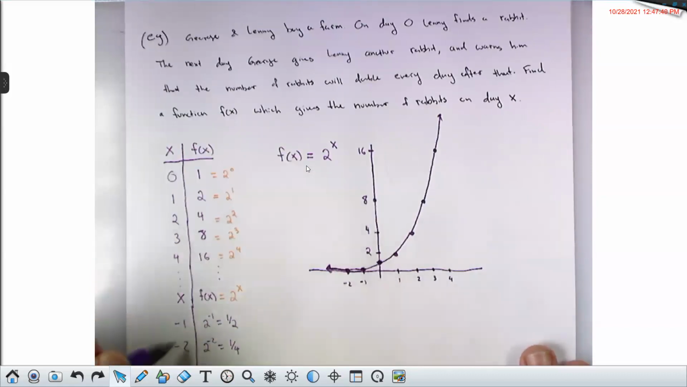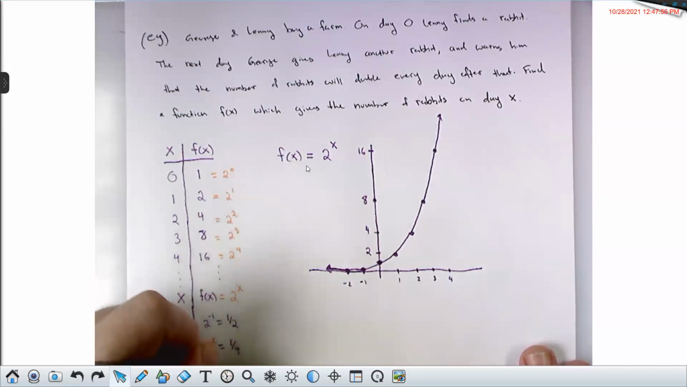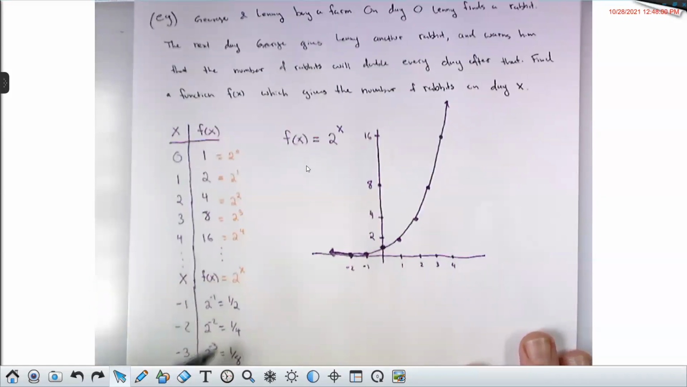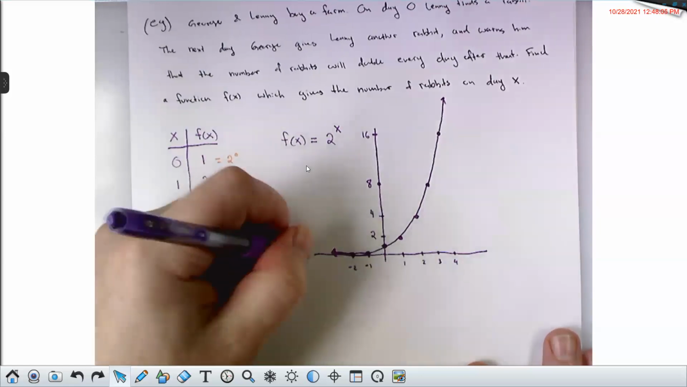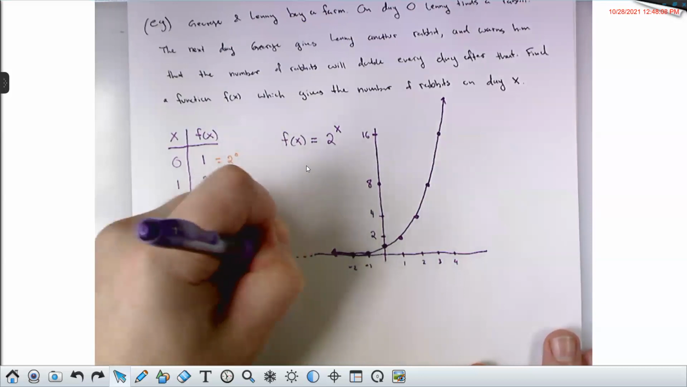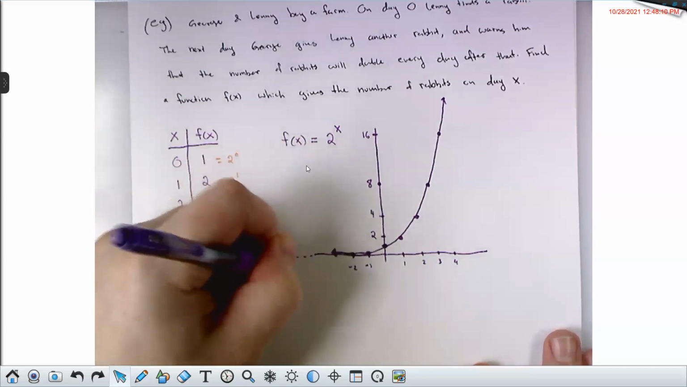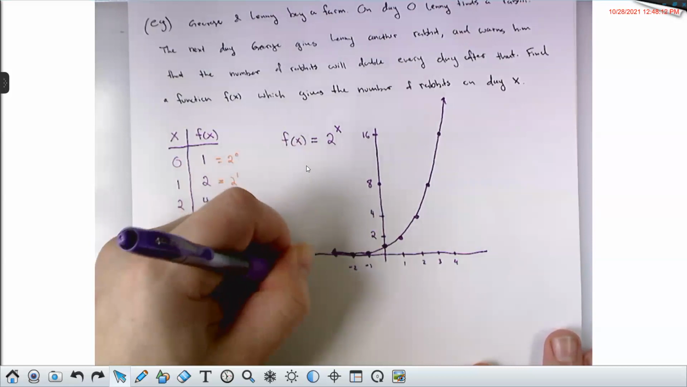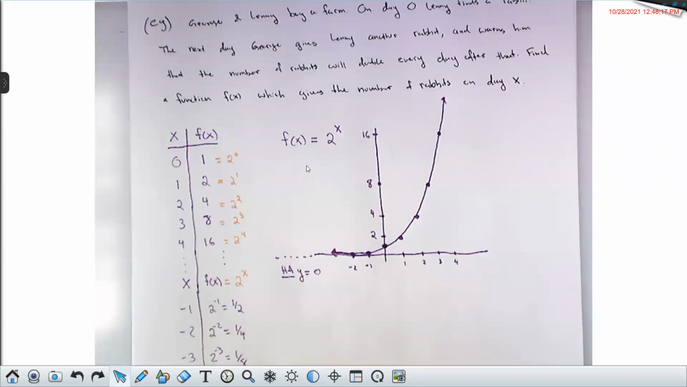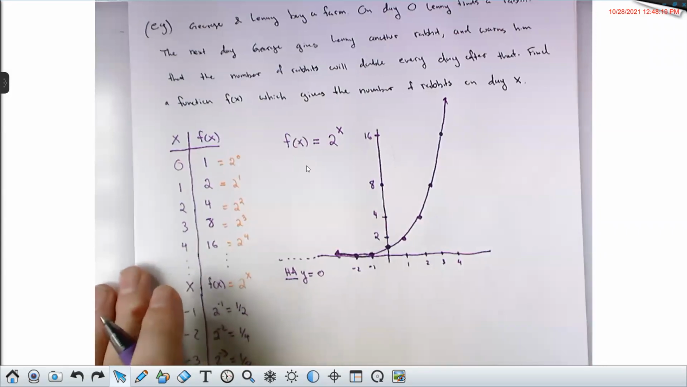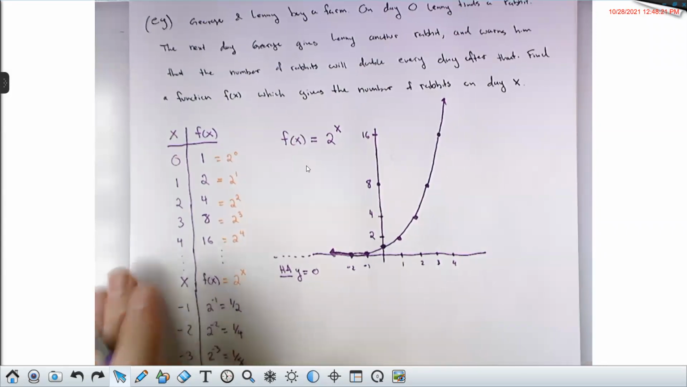As you go further and further to the left, as you put in bigger and bigger negative numbers, these fractions, the next one with -3, you'd have 2 to the -3, or 1/8. And remember, 1 over a big number is a very small number. Where have we seen that before? Well, when we talked about asymptotes. So this graph does have a horizontal asymptote. It's the line y = 0. Okay. So here's my graph.